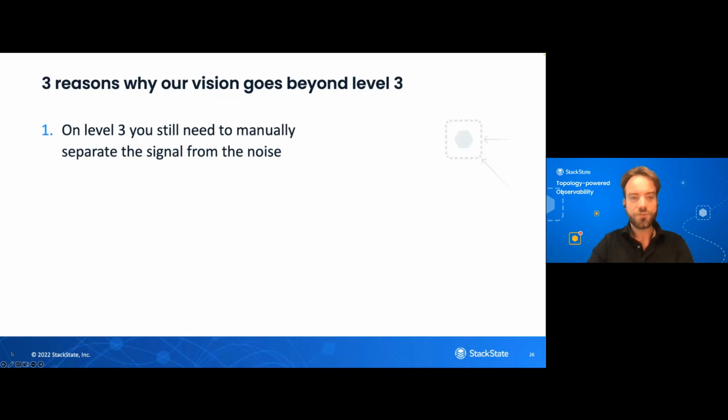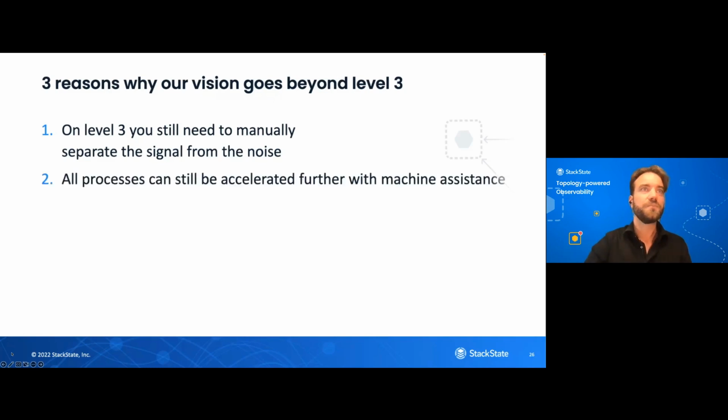But when you're at level 3, we want to still go one level further. And on level 3, you still need to separate the signal from the noise. So you have all those metrics, you have all those logs, you have all those traces, but which ones matter? That's pretty hard to determine even with this. And all processes can still be further accelerated with machine assistance, which we'll talk about a little bit later.